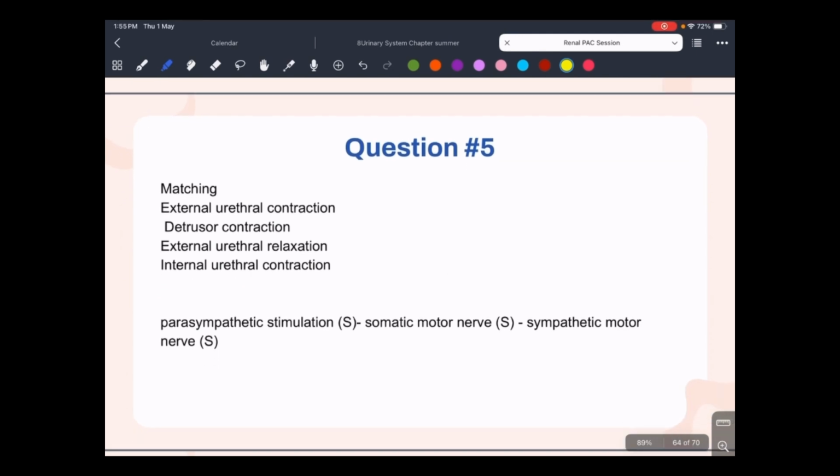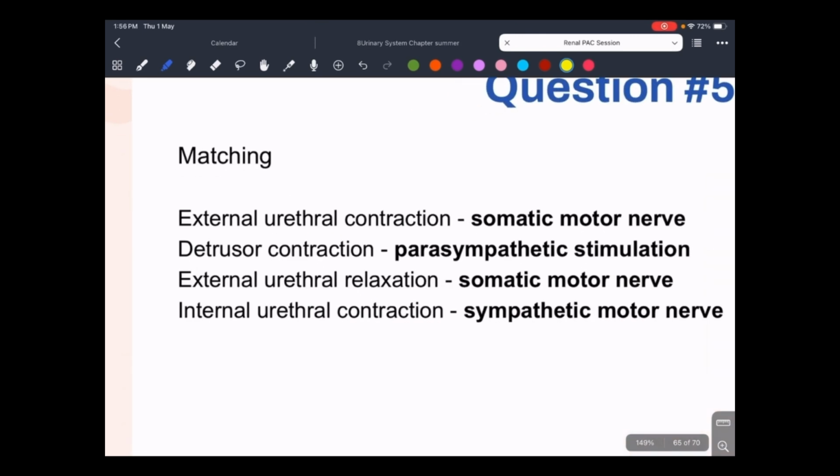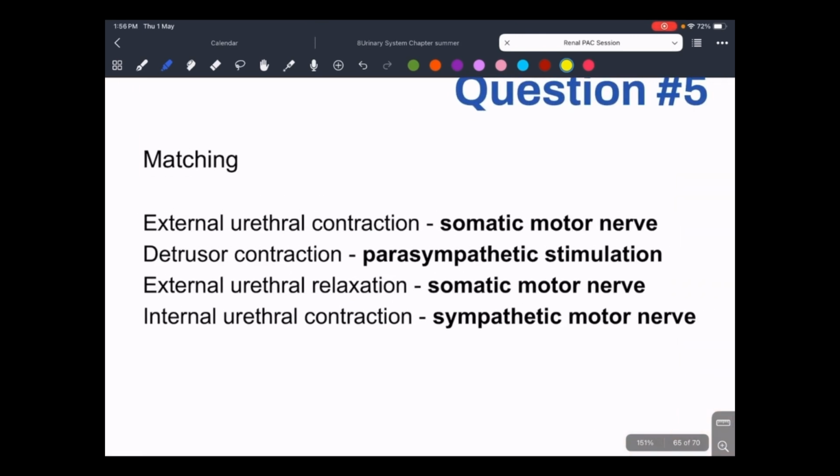Matching. Matching is incredible, honestly. Especially this matching question. Yeah, take a moment. Okay? You can pause the video right here. Okay, so let's go through it one by one.